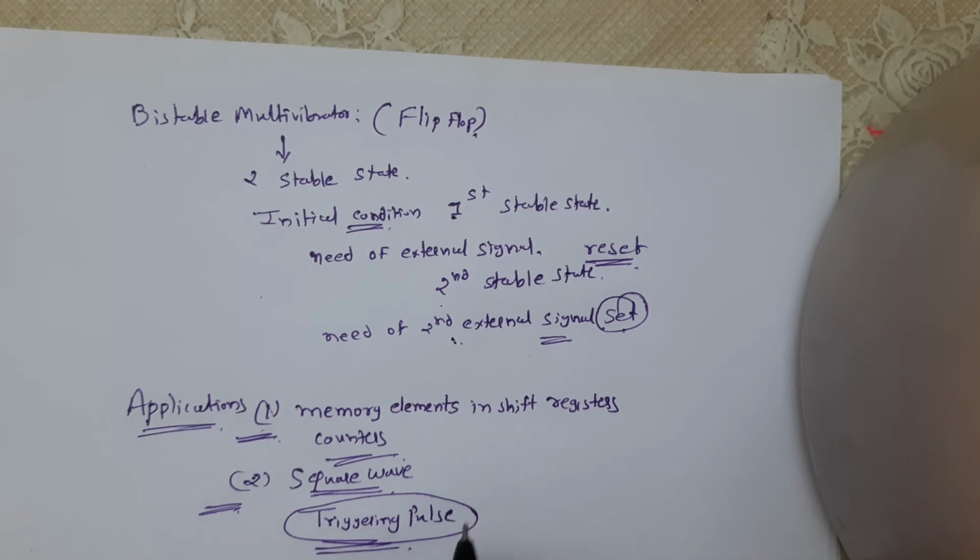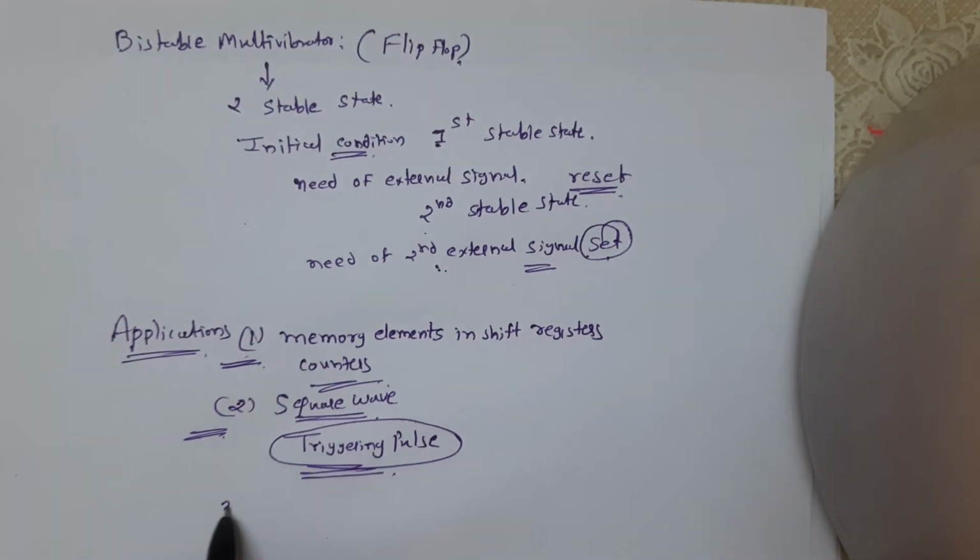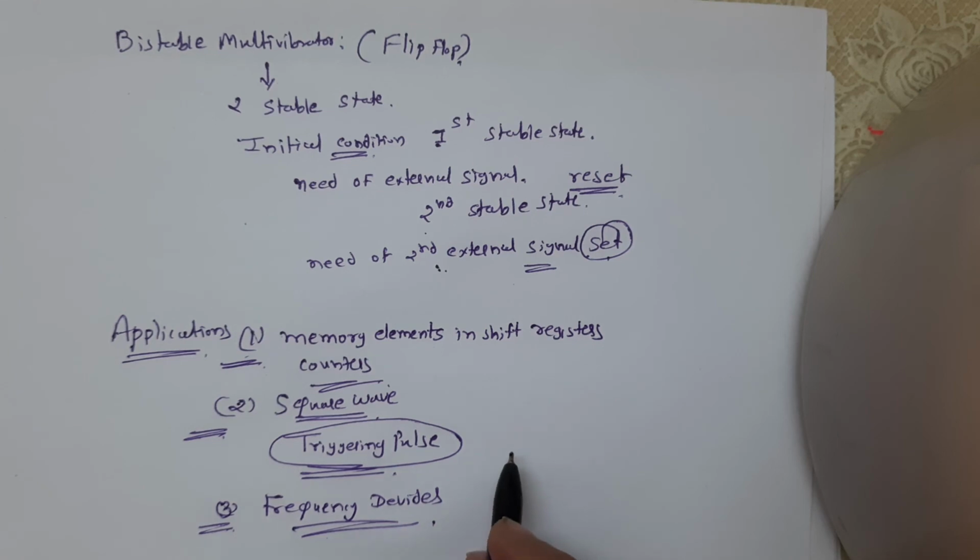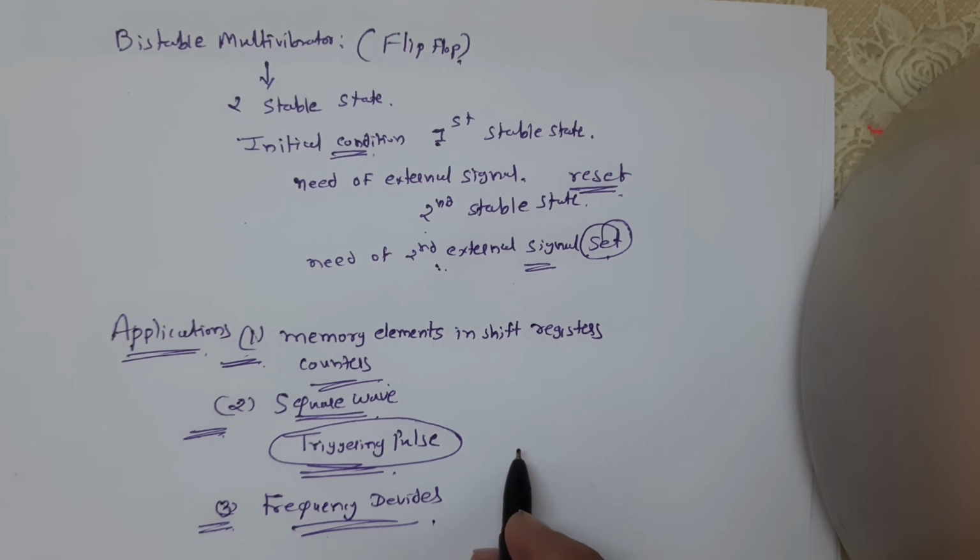And the last application, the third application, is that it can also be used as a frequency divider. It is used as a frequency divider, as a divide by 2 counter. So this completes your bistable multivibrator.